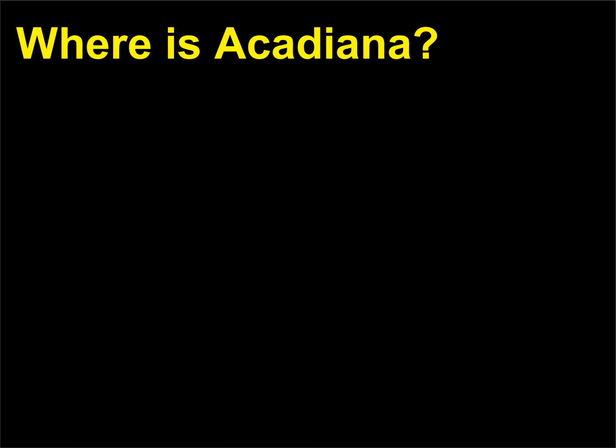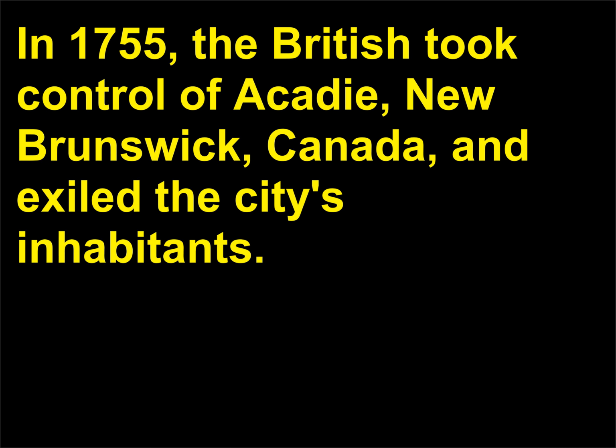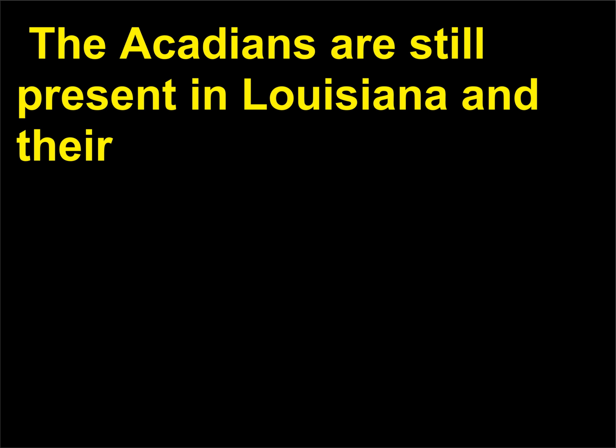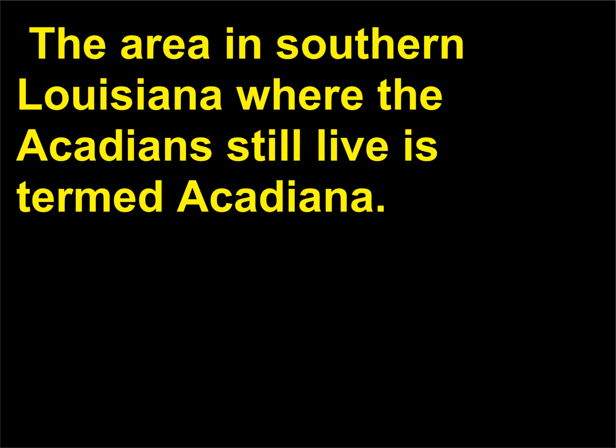Where is Acadiana? In 1755, the British took control of Acadie, New Brunswick, Canada, and exiled the city's inhabitants. Forced to leave their homes, these people, known as Acadians, moved to Louisiana. The Acadians are still present in Louisiana and their culture has produced famed food and music, called Cajun. The area in southern Louisiana where the Acadians still live is termed Acadiana.